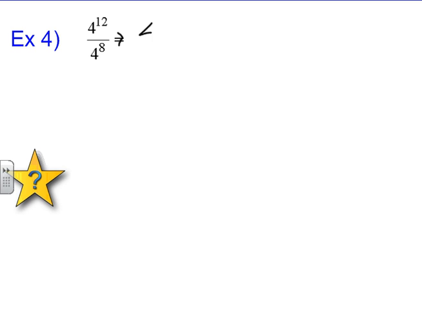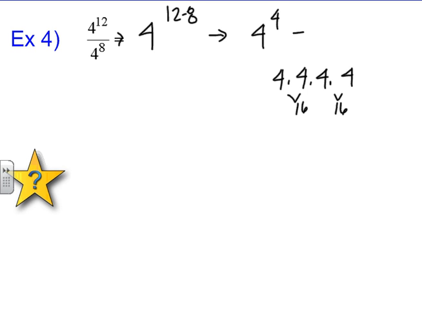Keep the base, which is 4, and now we have the exponents 12 minus 8. Well, 12 take away 8 is 4, so we have 4 to the 4th power. If we work this out, 4 times 4 times 4 times 4, we'll get 16 times 16, which will give us 256.